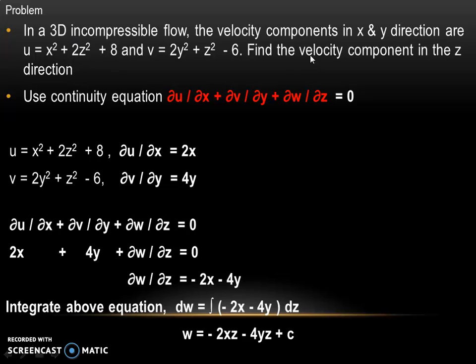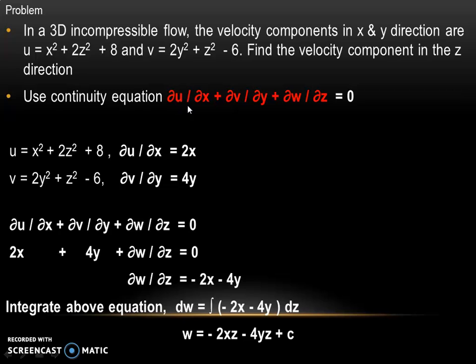In this problem, we need to find the velocity component in z direction, and for that, the three-dimensional incompressible flow is having velocity components in x and y direction as u equal to x square plus 2z square plus 8 and v equal to 2y square plus z square minus 6. So since this is three-dimensional flow, we will use the continuity equation as dou u by dou x plus dou v by dou y plus dou w by dou z equal to 0.